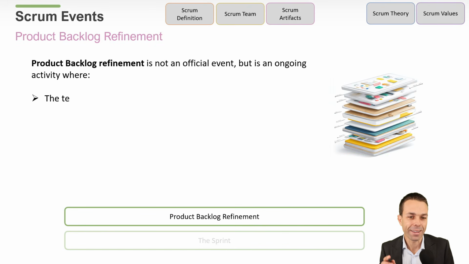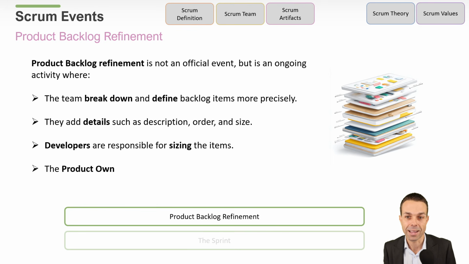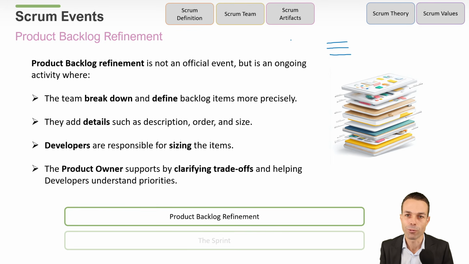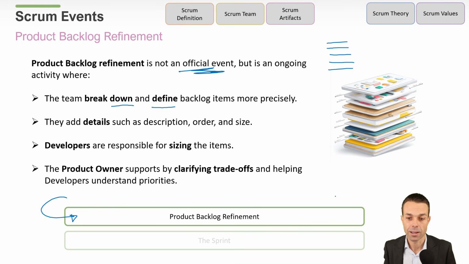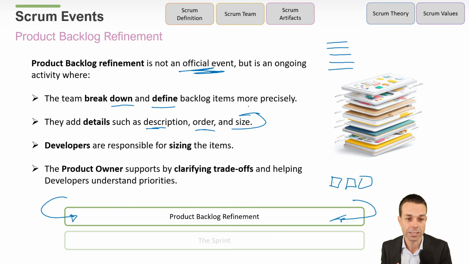Now, one extra thing, and the product backlog, as you know, is our list, but there is an activity that we'll perform. It's not really an event in itself, but it's an ongoing activity. So just keep this in mind. It's product backlog refinement. This is where the team comes together and they break down and define those product backlog items more precisely. Now, it can happen anytime. It happens throughout the sprint. There is no set time. It doesn't have to happen on a particular day, and it doesn't have to happen within a particular time frame. The team add details such as the description, the order, and the size of the product backlog item. So we're giving it more information.